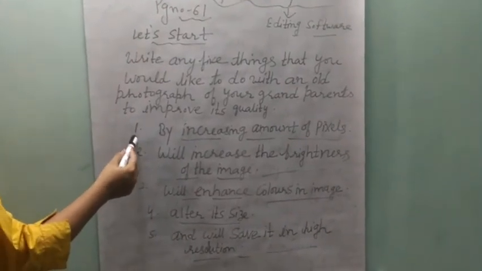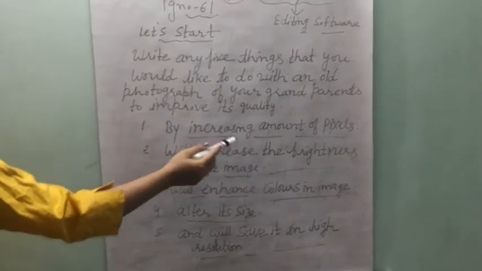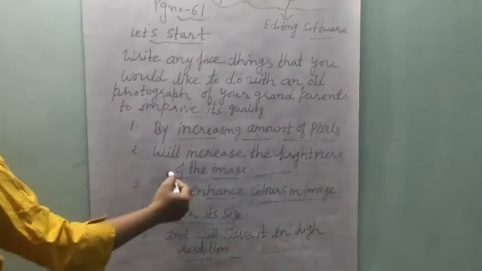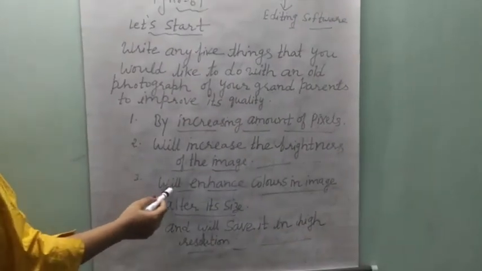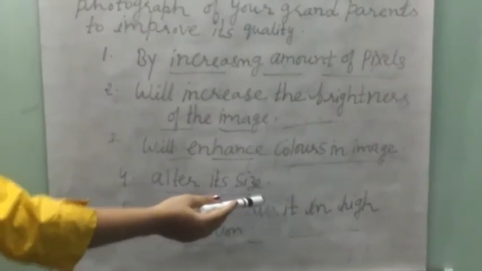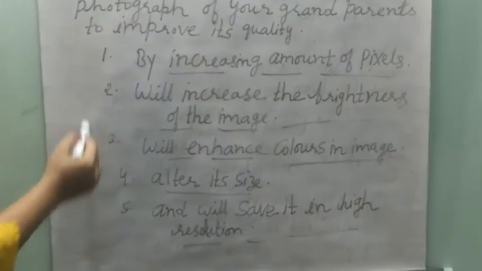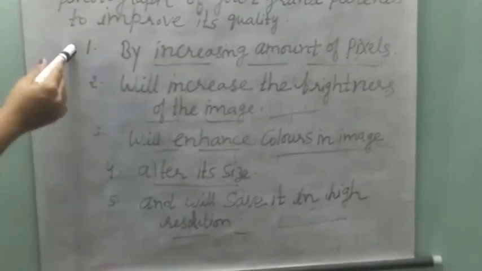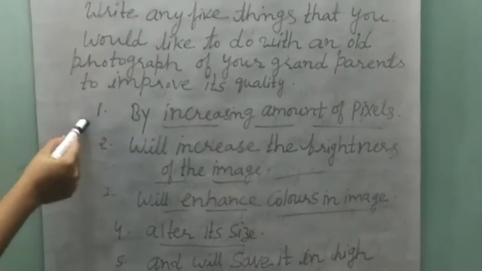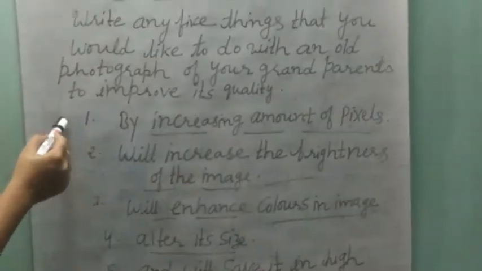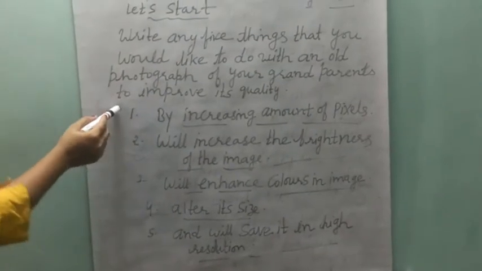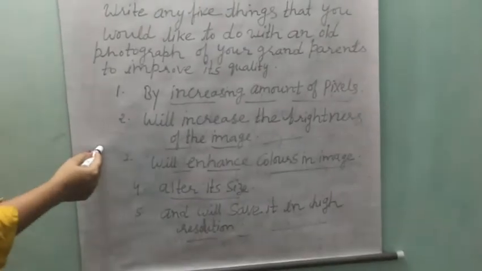First, by increasing the amount of pixels. Second, we will increase the brightness of the image. Third, we will enhance colors. Then fifth, last, we will save it in high resolution. All our points are related to the question, properly written in your book. We can choose any option and apply it according to the question. Write points 1 to 5 in your book.